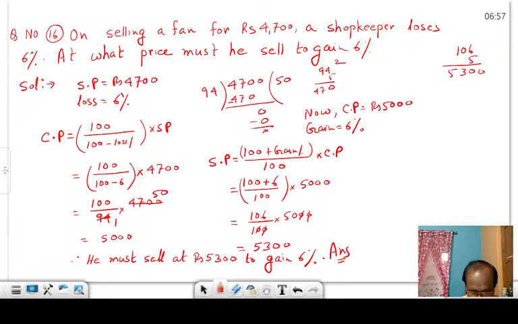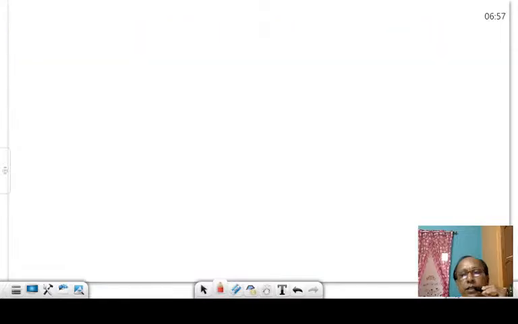Now we are going to the next question, that is question number 17. Let us see what is given in question number 17. Let us write what is given in question number 17, right?